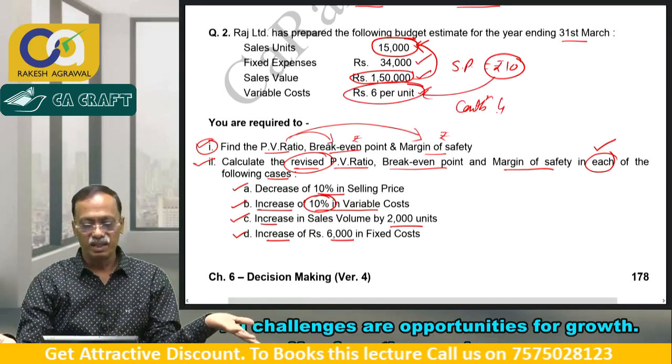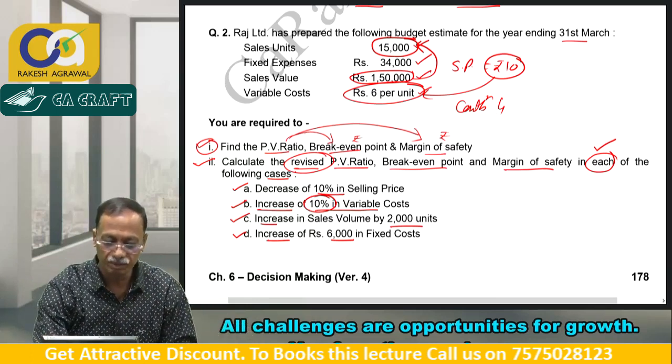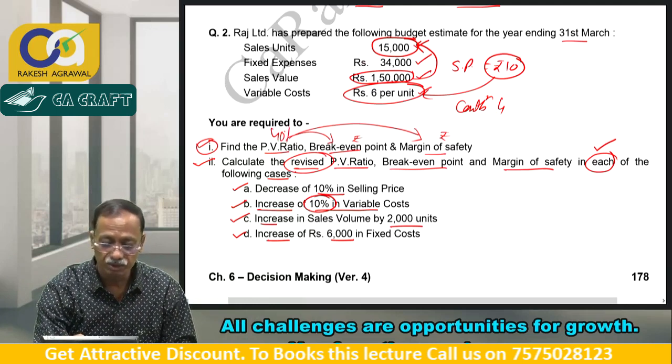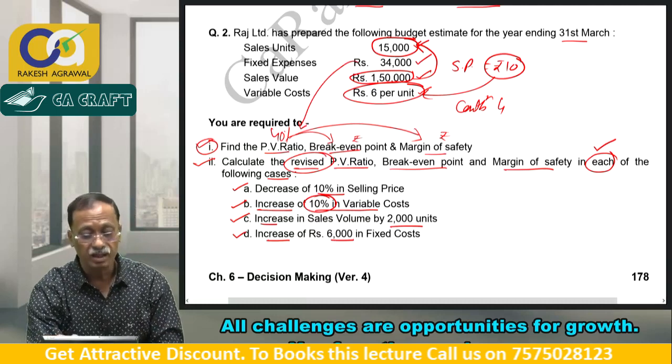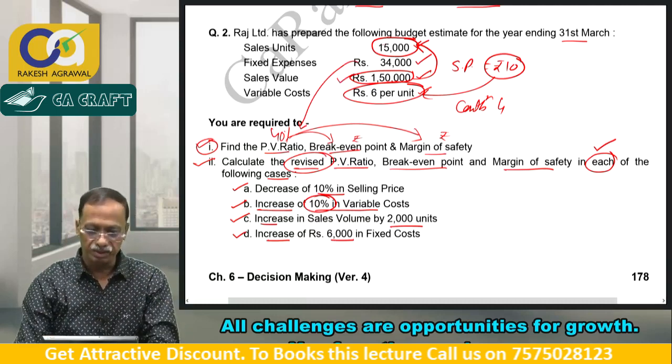And we'll start getting the answer. Contribution 4 rupees per unit. So 4 upon 10, 40% will be PV ratio. Right? Break even point will be your fixed cost 34,000 divided by 40%. You will get BP. And then from your total sale value 1,50,000 we will deduct BP. So you will get margin of safety and so on.